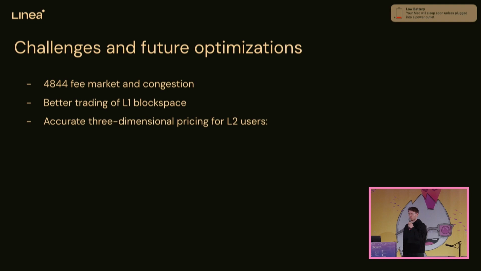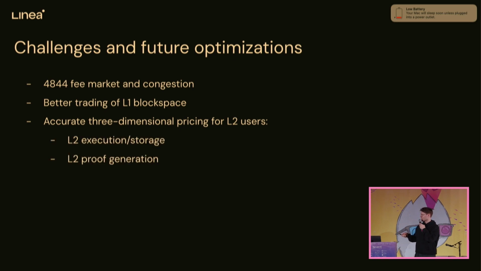And then having accurate three-dimensional pricing for users. When people are actually using Linea, it's good to be able to price in three dimensions. The first dimension is the data availability layer, which is Ethereum. The second dimension is your execution and storage costs on layer 2. And even storage today is not well priced, in my opinion. You have to store this data forever, and it's probably underpriced. So we need to get better at accurately pricing that on L2.